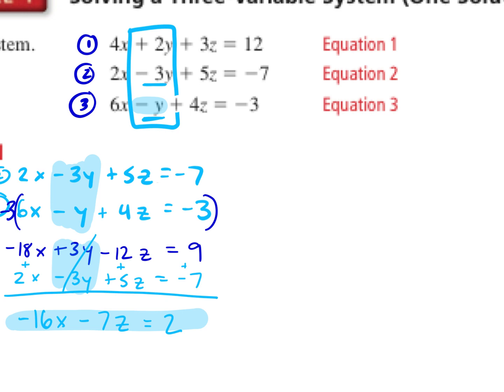So we just did 2 and 3, so I've got to include 1. You want to do 1 and which other equation? 1 and 3, that works. Again, 3 is a good one because that y has a coefficient of 1. So let's work with 1 and 3.